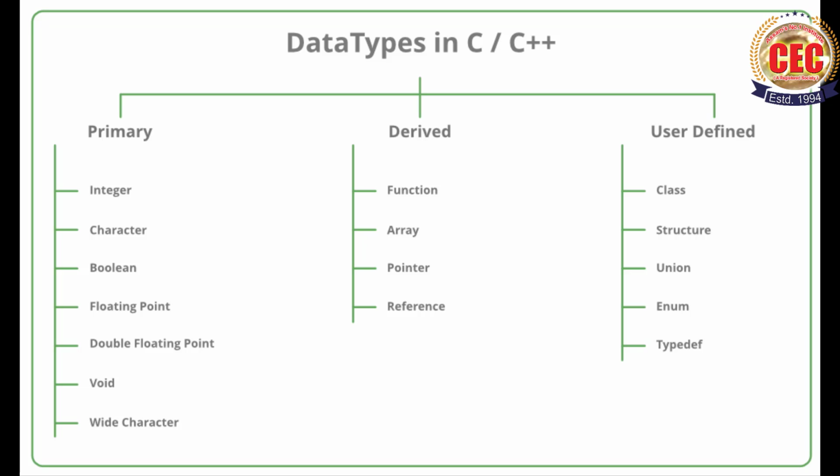Next are derived data types. The data types that are derived from the primitive or built-in data types are referred to as derived data types. These can be of four types, namely function, array, pointer and reference. Next are abstract or user-defined data types. These are defined by the user itself, like defining a class or a structure in C++. C++ provides the following user-defined data types: class, structure, union, enumeration, and typedef defined data types.